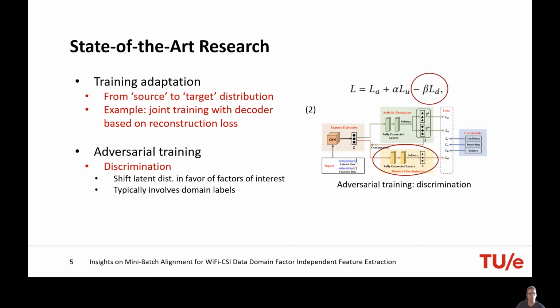step. And people have also tried to use adversarial training, in which a discriminator and an activity recognizer play a min-max game against one another, in which you try to shift the latent distribution in favor of factors of interest.